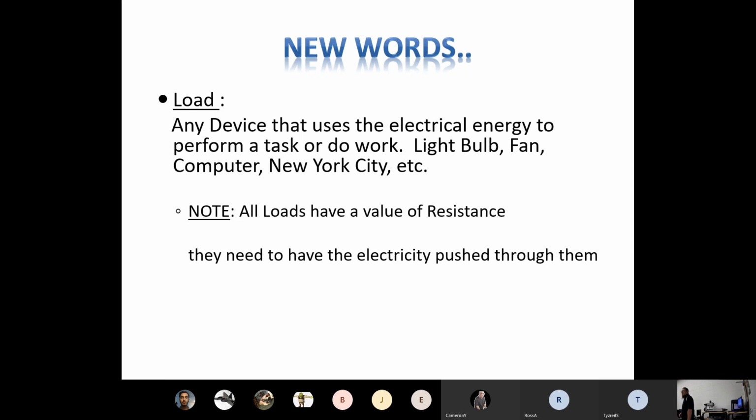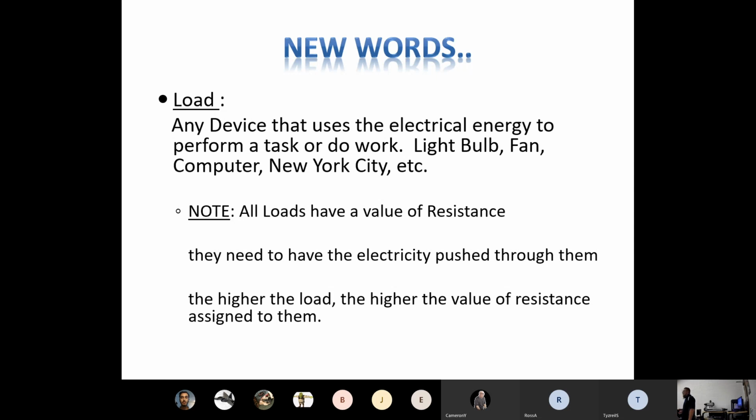So they need to have electricity pushed through them in order for them to work. The higher the load, the higher the resistance. So if for whatever reason you're making a circuit and your light's not very bright, that's because the resistance of the load, your light bulb, is too high. So you need to increase the voltage or decrease the resistance in order to get that light bulb to be brighter. When you go to buy light bulbs, you see that they're listed by wattage, like 40 watt, 60 watt, 100 watt. What that's doing is reducing the resistance on the light bulb to make it brighter. You can't really increase the voltage coming out of the wall. So that's how it works.